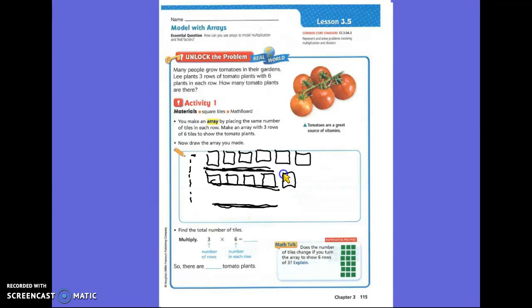Draw this picture with me, please. We need 6 on the board? Yep, 6 in each row, because remember when you do multiplication, you have to have the same amount all the time.